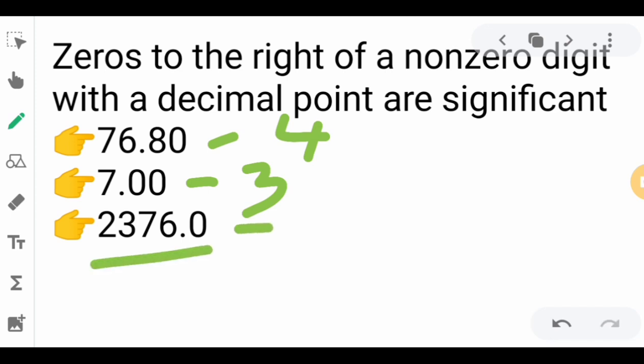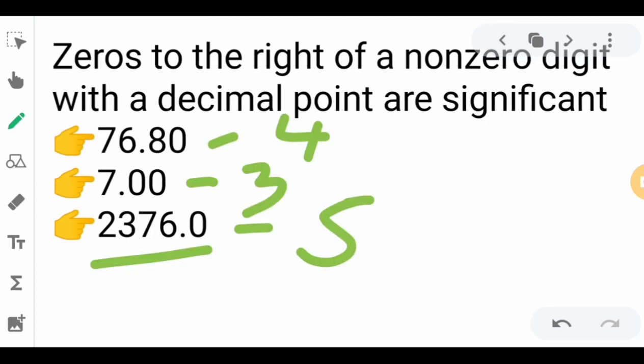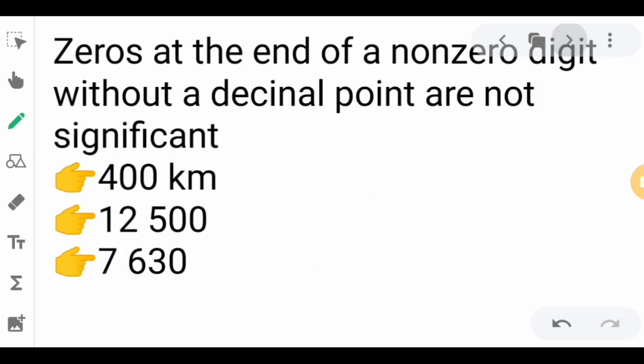And then for the last example, we have here 3, 4, 5. 5 significant figures here. And the next rule is zeros at the end of a non-zero digit without a decimal point are not significant. So if there's a decimal point, we will include the trailing zeros. But if the trailing zeros don't have a decimal point, we won't count them as significant.